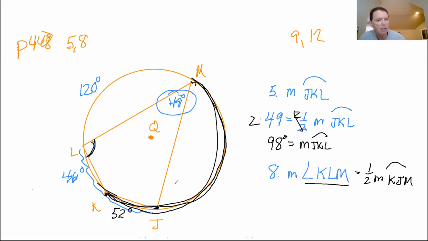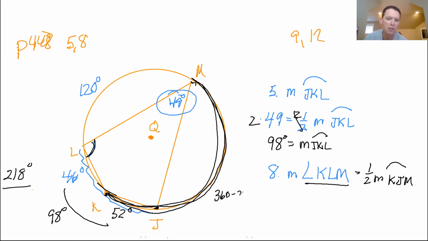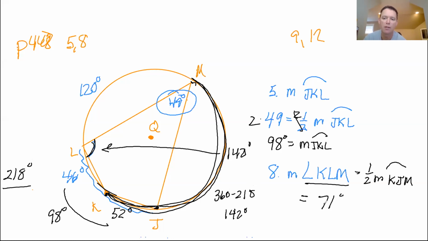So if you think about this picture, though, we've got 120. This together makes 98. That's 218 together, right? I add 120 and 98. I just add 100 and I take away 2. So that's 218. This has to be the rest of the circle, which is 360 minus 218, which is 142 degrees. So this arc is 142. And then if I look at the inscribed angle, this is going to have to be 71 degrees. What do you think?